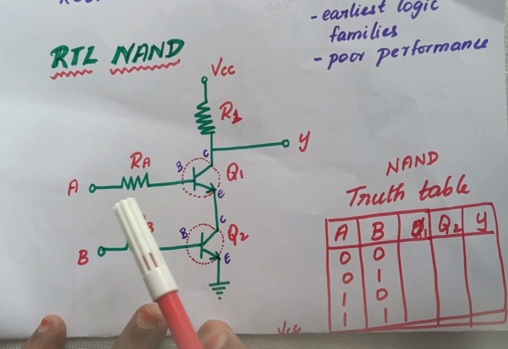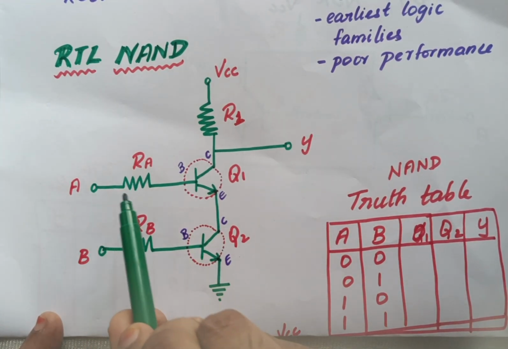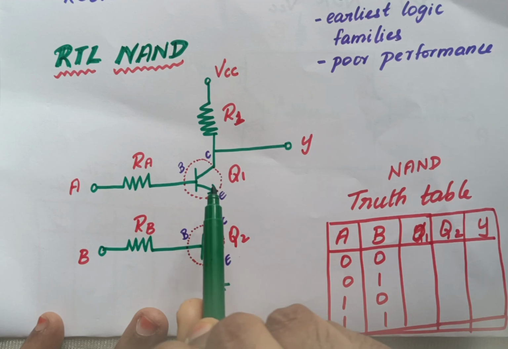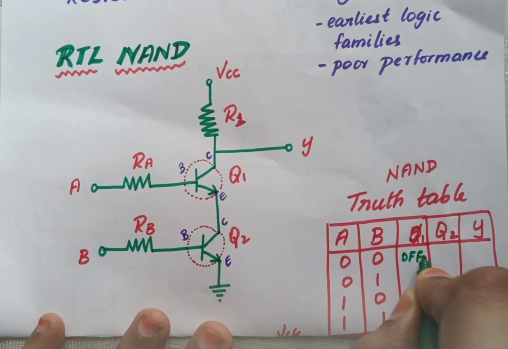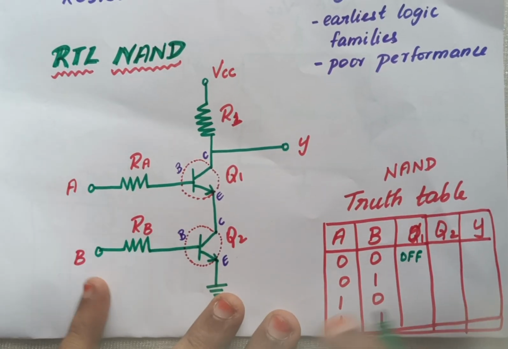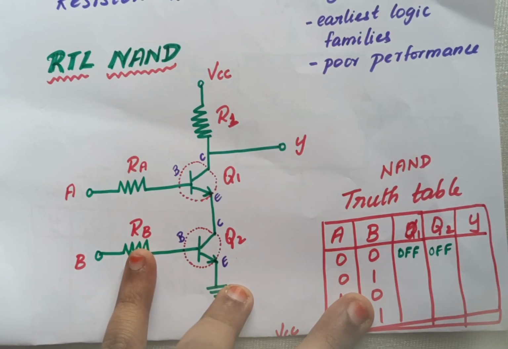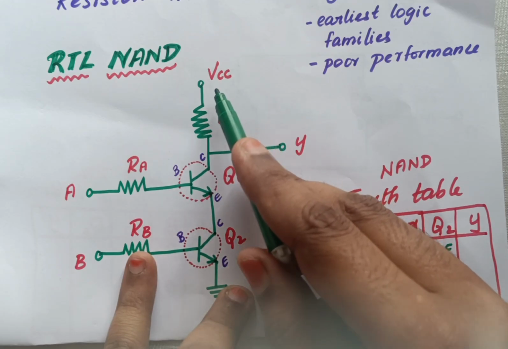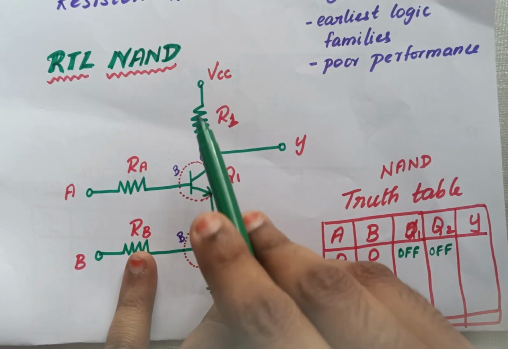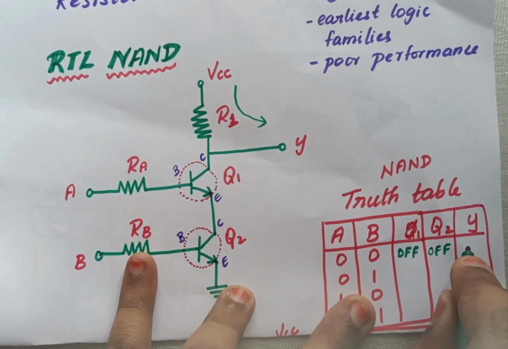When my input is 0 and 0, if A is 0 and B is 0, what will happen to my Q1? If A is 0, it means nothing is passed, so my Q1 is not short circuited. It remains open, in the off state. Similarly, my Q2 also will be in the off state. Now, when my Q1 and Q2 are both off, I won't have the current. My voltage won't flow from the top below Q1 or Q2. All my voltage will go directly to Y, giving me a high output. So my Y will be 1.